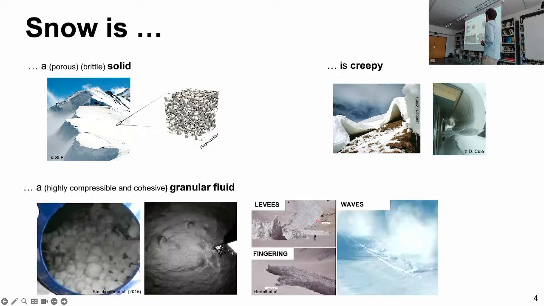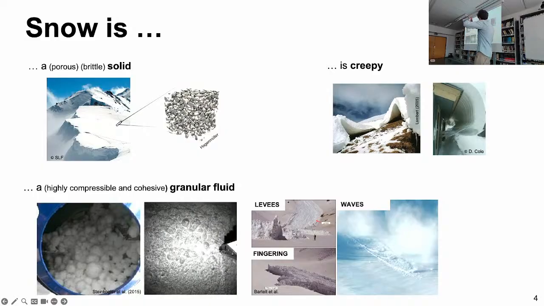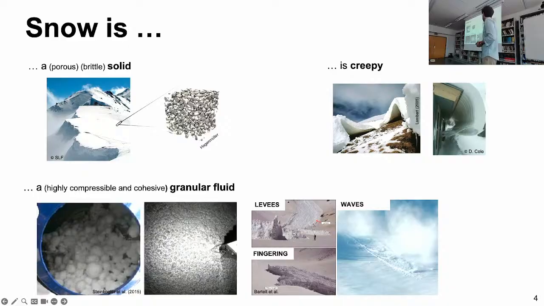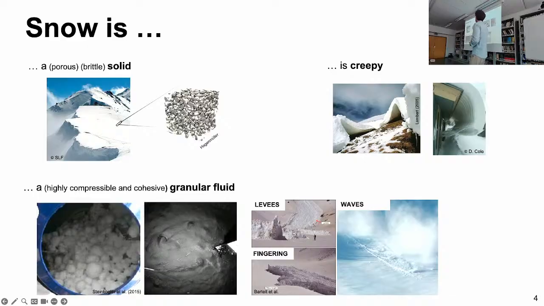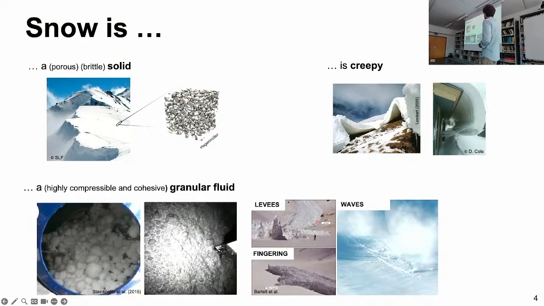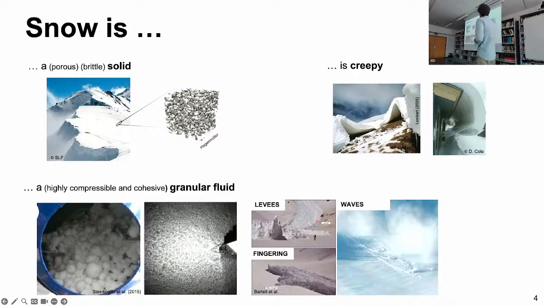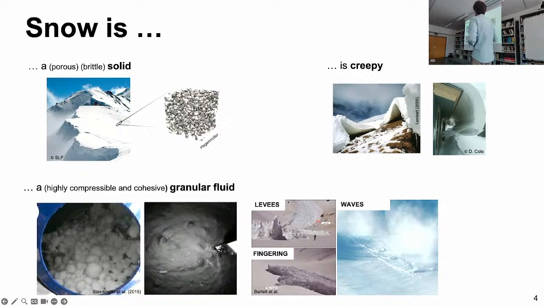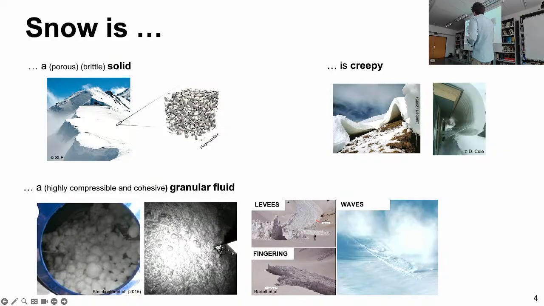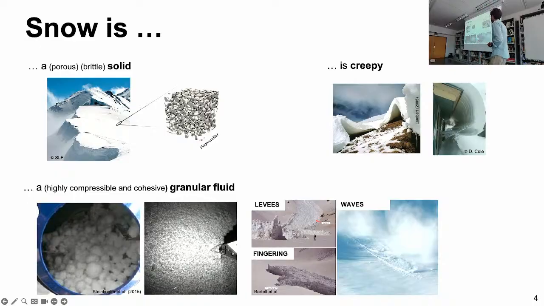And finally, it is a granular fluid. A highly compressible and cohesive granular fluid. Here we see a snow avalanche from the top, and you can clearly see those granular structures. Here there were some snowballs formed in a tumbler. I see clearly a granular material, and it also shows these well-known granular phenomena like levee formation, fingering of the material, and also surface waves. Highly compressible because we can see quite large variations of density within the flow.